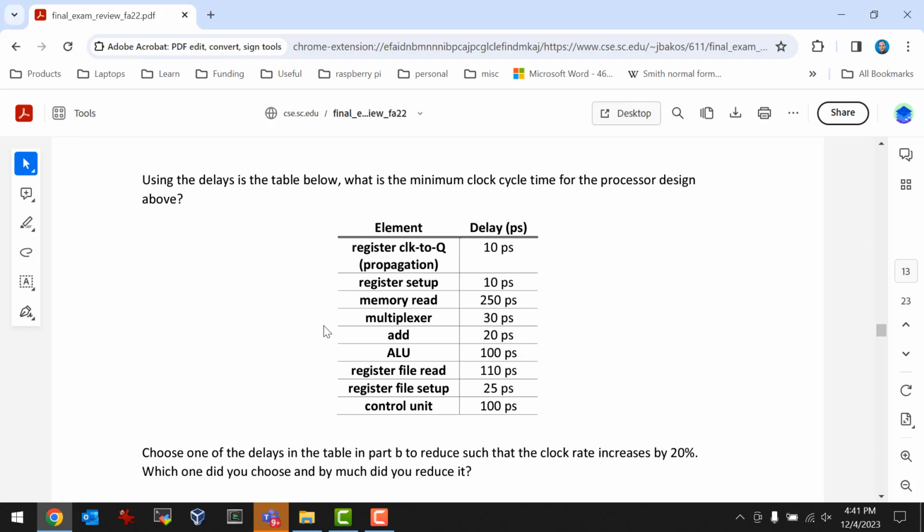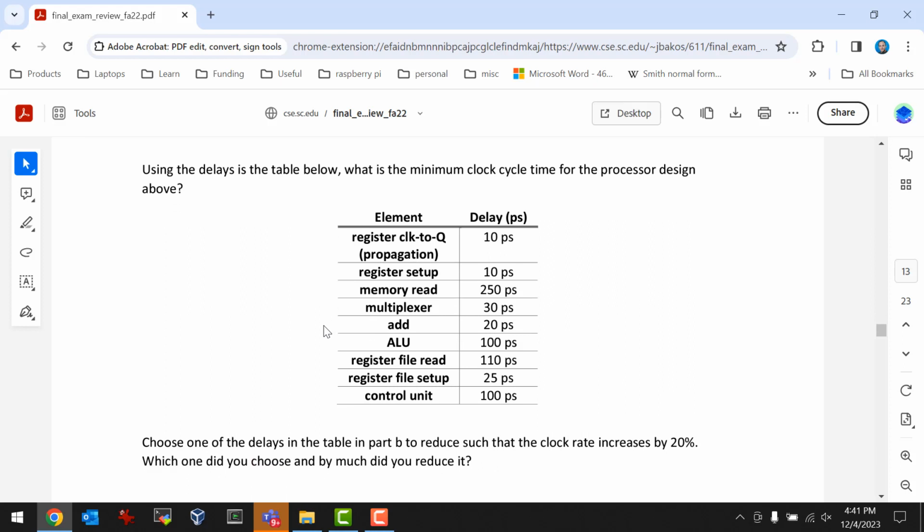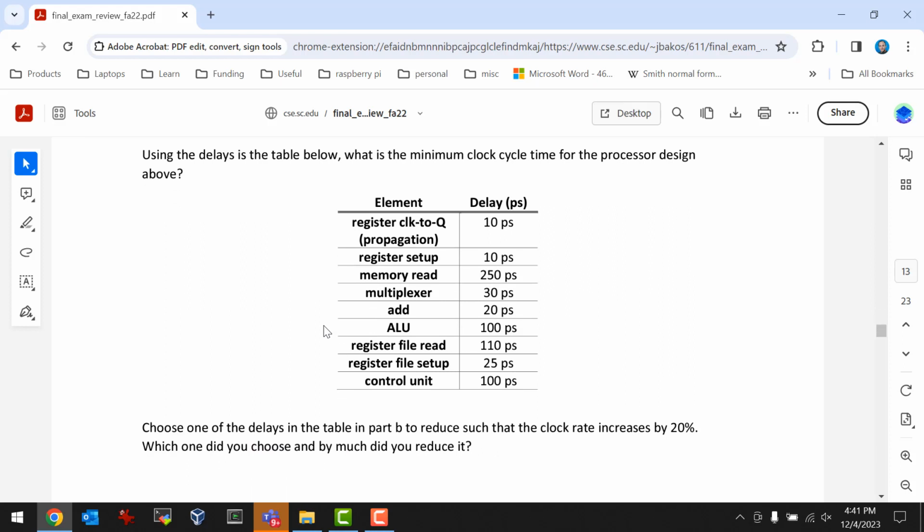Using the delays in the table below, what's the minimum clock cycle time for the processor design above? Okay, so this is something I always wanted to add to this course, which is once you've designed your CPU, how fast can you clock it? Because we're only clocking them at 50 megahertz, which is pitiful. I think our CPUs could run faster, but I don't know how much faster. I never actually tried to make them run faster.